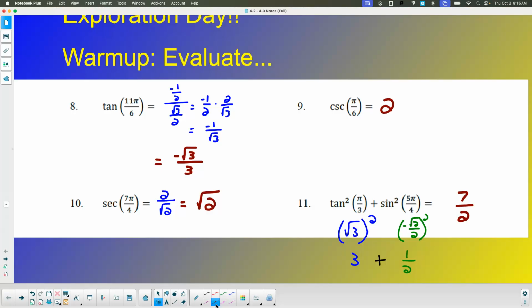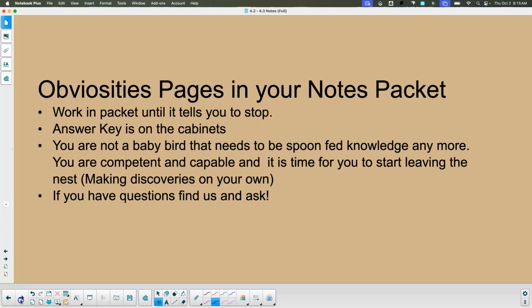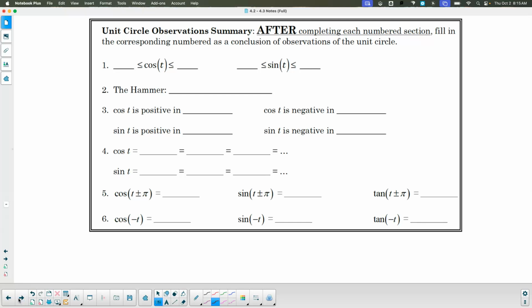All right, if you'll notice, we're going to start talking today and tomorrow about the obviosities. They are in your packet. It starts on a page that looks like this. So the top of the page looks like this. I want to talk a little bit about this, and then I'm turning you loose because everything that you need to know in this is written for you, and you're going to discover this stuff. Discovery is a little bit better than me lecturing. The obviosities are broken up into 6 different parts.